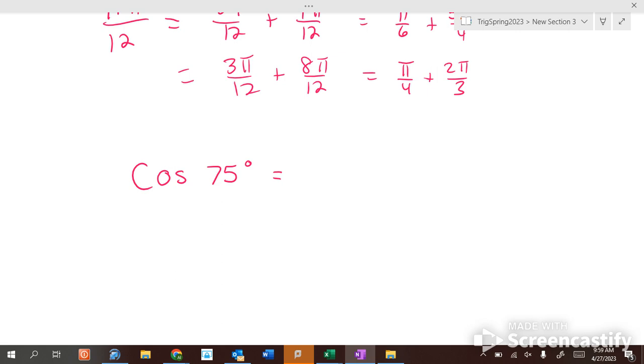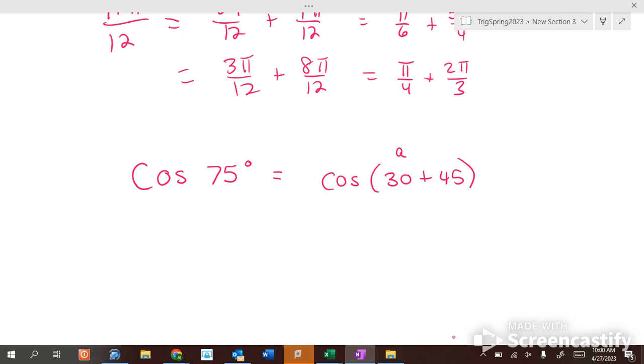Not on there, is it? There's no 75-degree angle on there. So that's why we have to use sum and difference formulas to find it. Cosine of 75 is the same as the cosine of 30 plus 45.